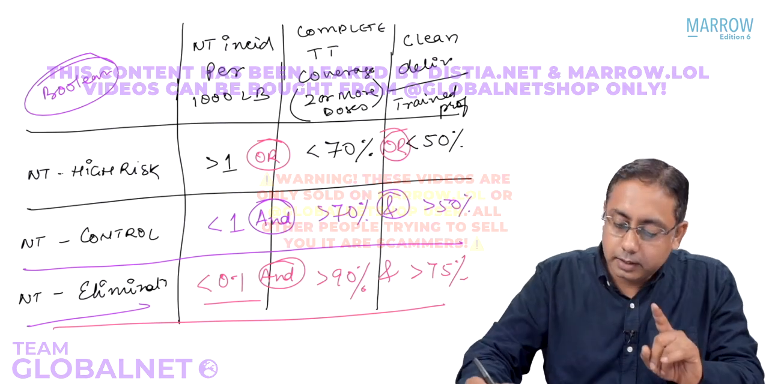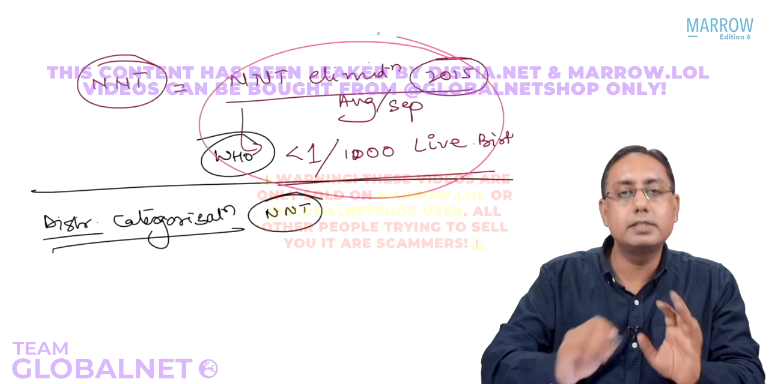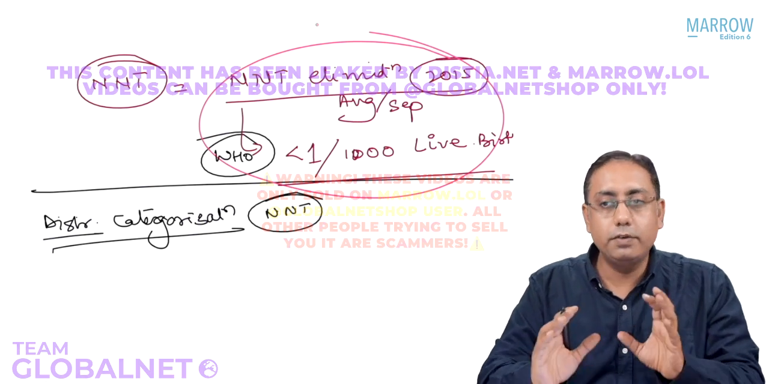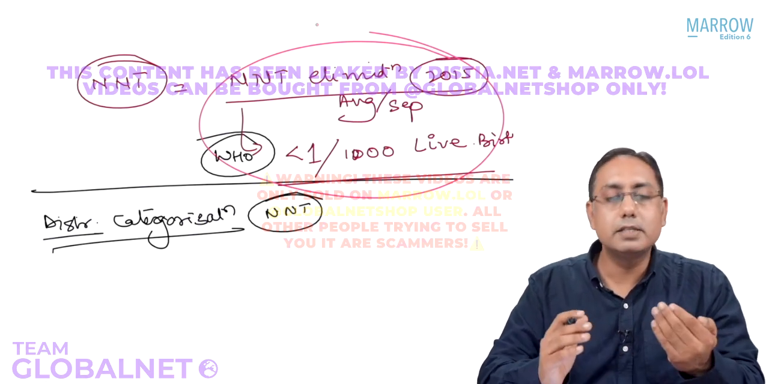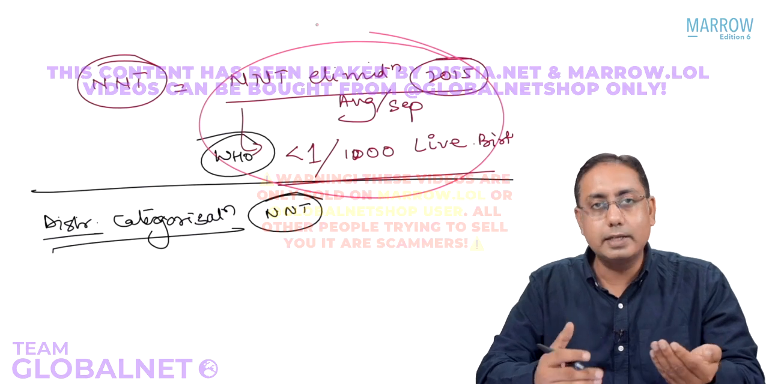Mind it, the technical definition of neonatal tetanus elimination is different. The technical definition of neonatal tetanus elimination in an area is less than 1 case of neonatal tetanus incidence per 1000 live births.